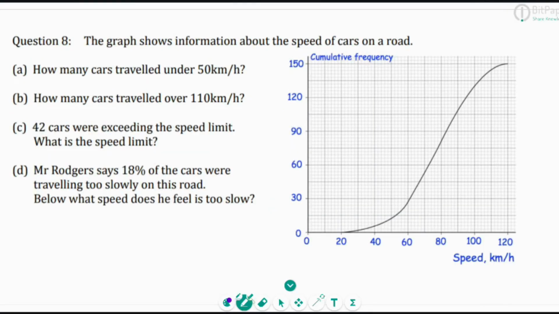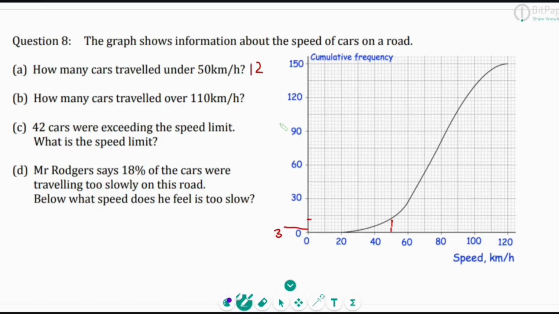How many cars travelled under 50 kilometres per hour? So on the x-axis, we've got the speed. 50 is here. Now let's just look at the scale. So we've got 30, 10 boxes. So 30 divided by 10 is 3. So each box represents 3. So 3, 6, 9, 12. 12 cars.